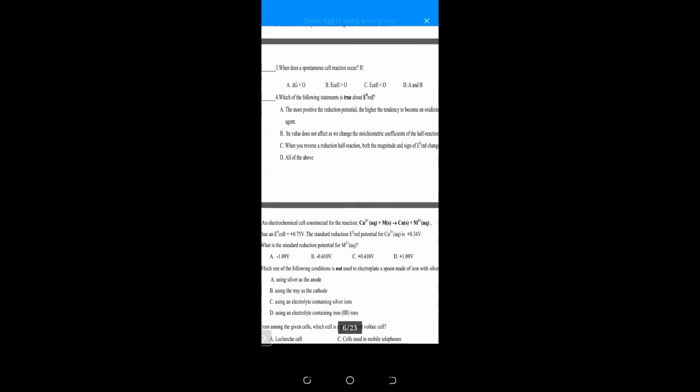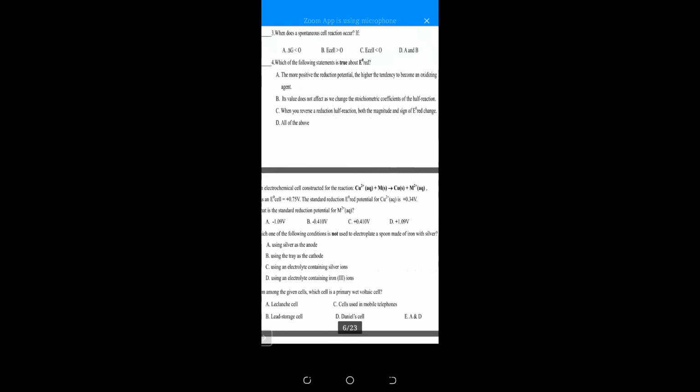Number 3: when does a spontaneous cell reaction occur? This is simple as ቅድምም ዲስከስ አድርገናል. When delta G value is less than 0, it is negative, and when E of cell is greater than 0. እነኚህ ሁለቱ ኢምፖርታንት ናቸው. The answer will be A and B for spontaneous. Delta G negative and E of cell always positive. Yes. Number 4.